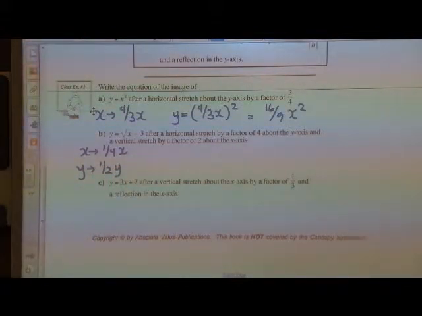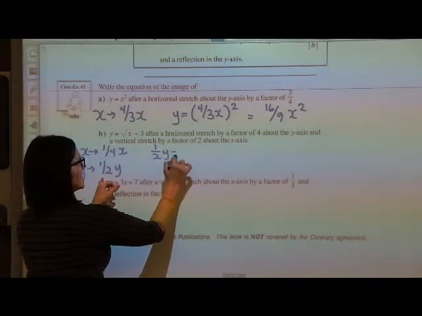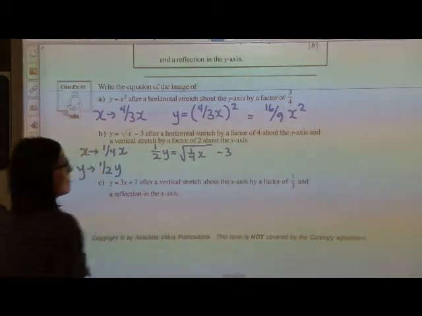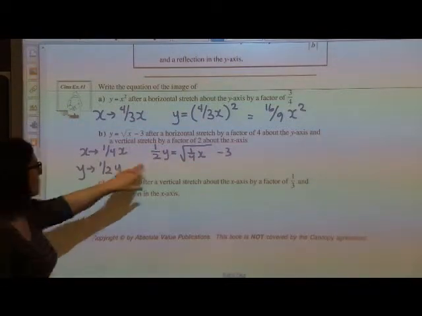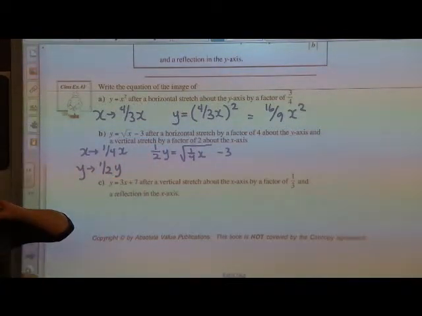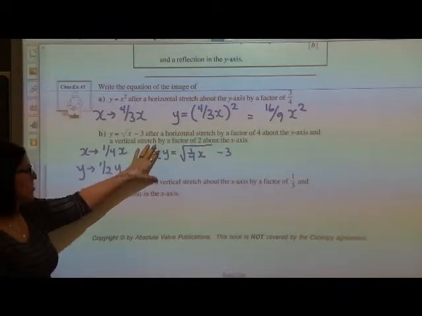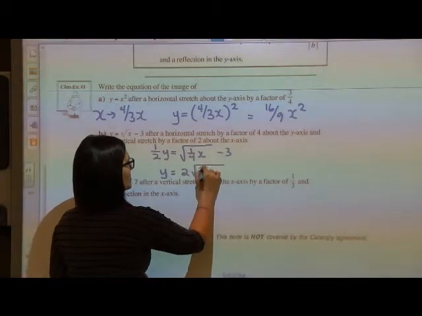So then in my equation, y equals the square root of x minus 3, I would now have 1/2 y equals the square root of 1/4 x minus 3. And I want to write this as a y equals equation. So how do I get rid of the 1/2? What operation eliminates the 1/2? Multiply by 2. So if I multiply this side by 2, I multiply the other side by 2.